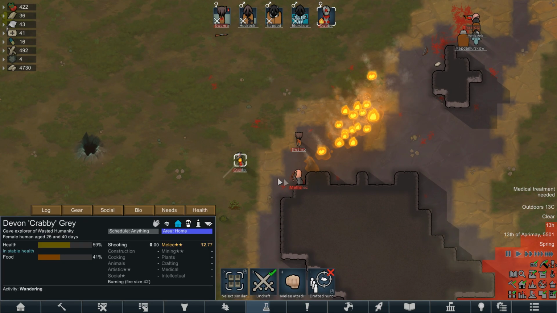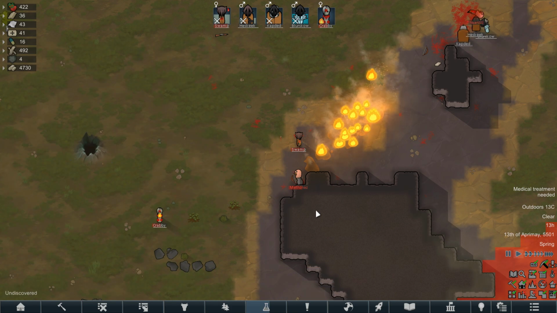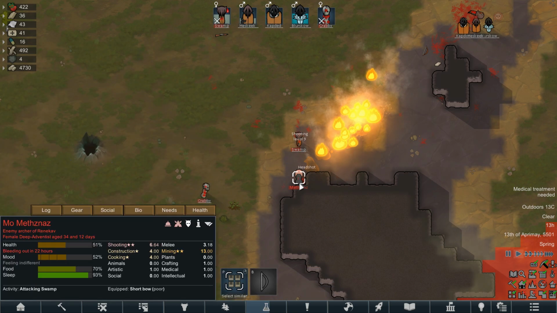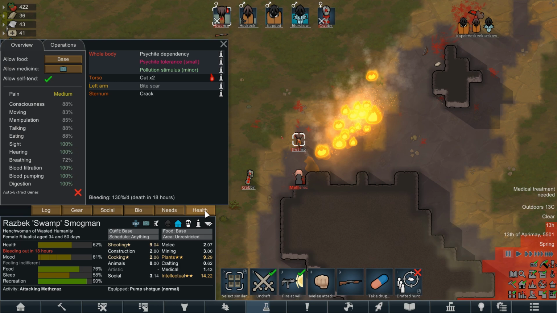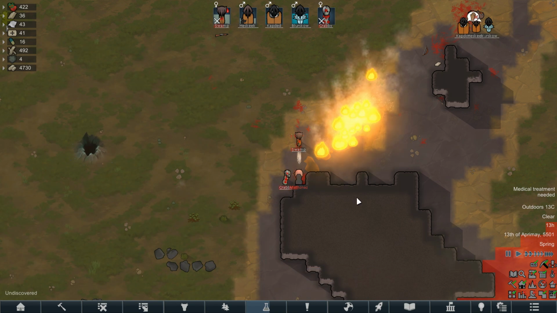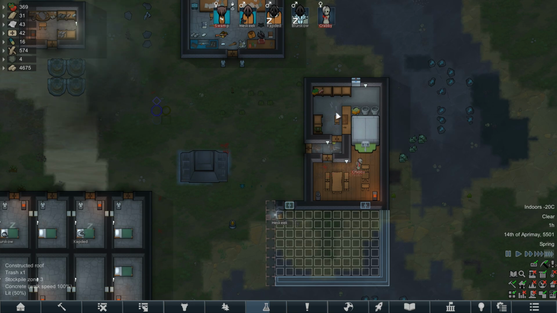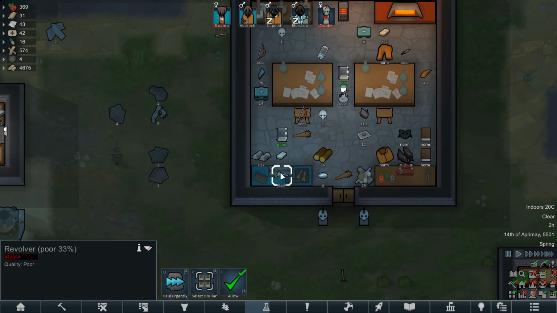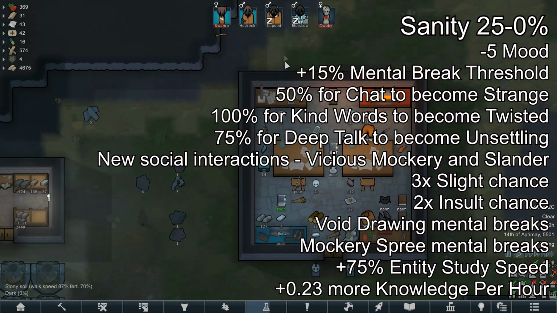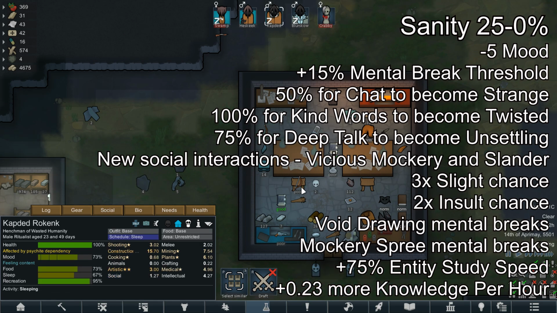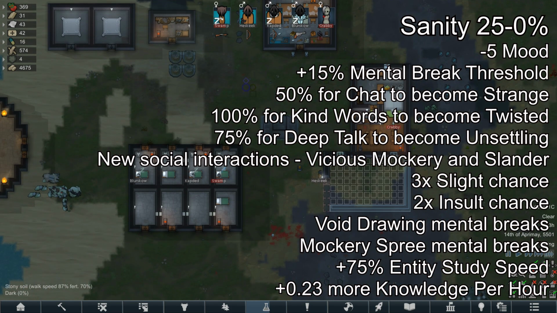That tide is getting stronger, the whirlpool spinning faster. Everything is making it harder to pull them back out, and now it wants to drag them all the way down to the murky depths. Below 25% sanity, the colonist's mind begins to fall away. A constant -5 mood. Mental break threshold is increased by 15%. That's worse than you would get from the very neurotic trait.